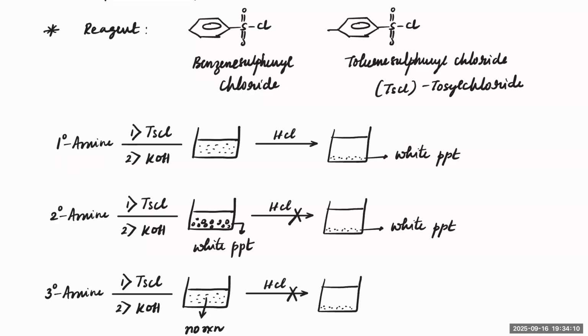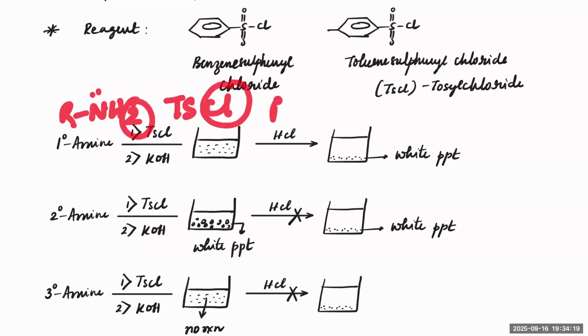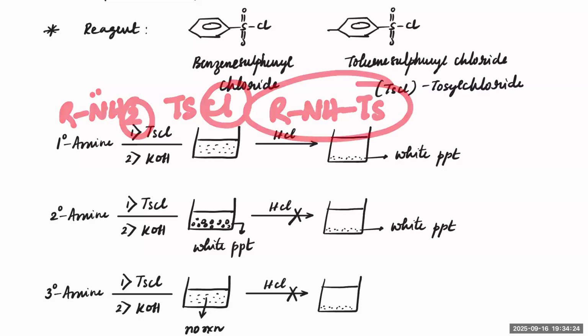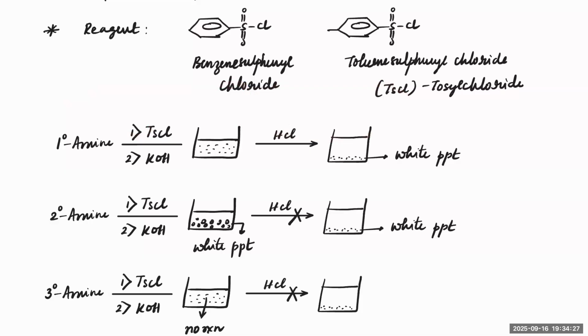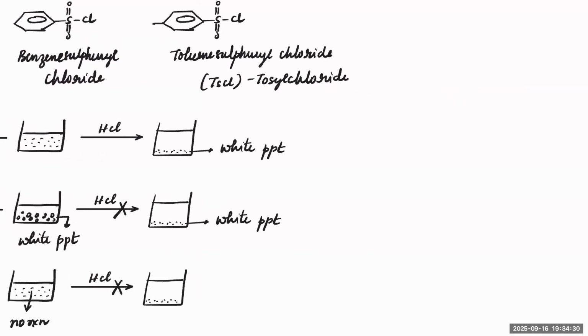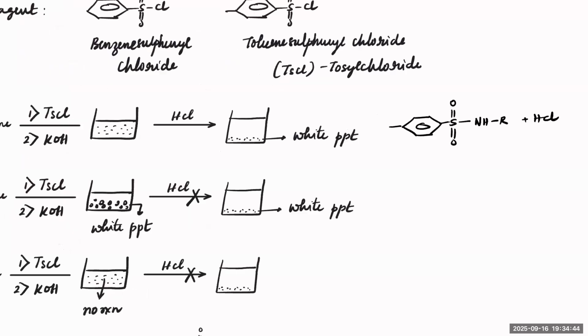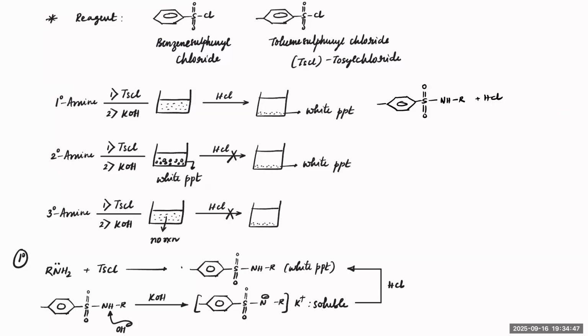If you have RNH2 and you have TsCl, so Cl and H can be removed, and I can get this as RNH with Ts. This is what I can get. Clear? Ts means it is connected with S. This is the product you will get: S double bond O, connected to the primary amine like this, plus HCl. Understood now? This is RNH and this is Ts.